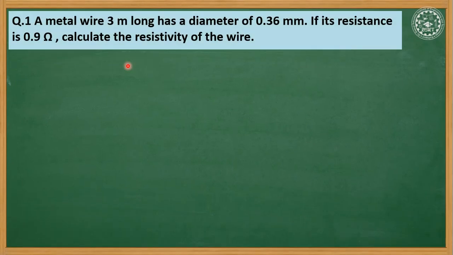The first question is, a metal wire 3 meter long has a diameter of 0.36 mm. If its resistance is 0.9 ohm, calculate the resistivity of the wire. This is the example, and we have to solve this example. So how to solve it? First write down what is given in the example and what is to be calculated.